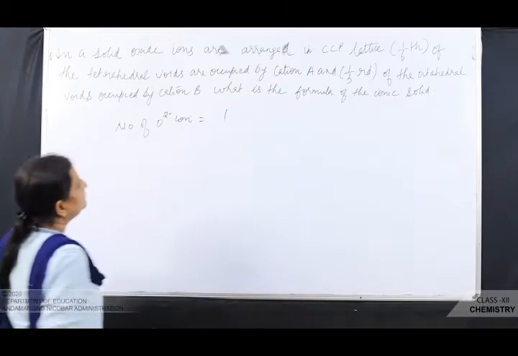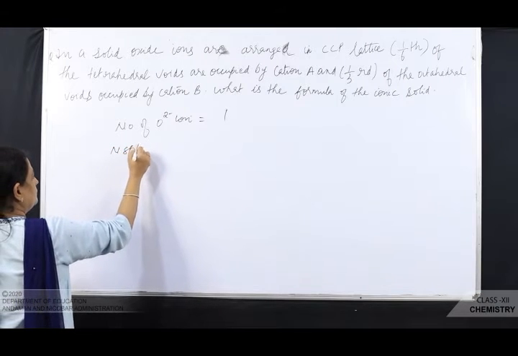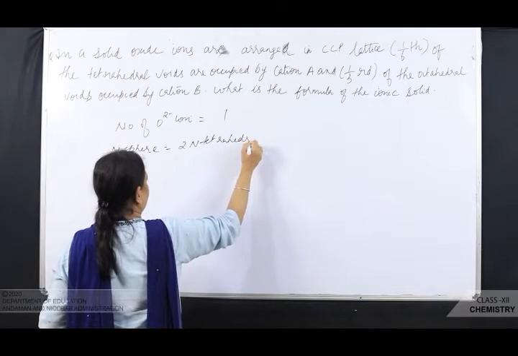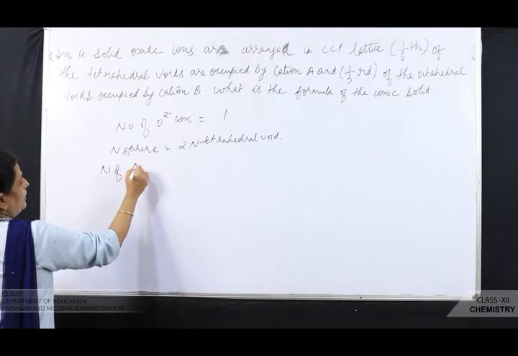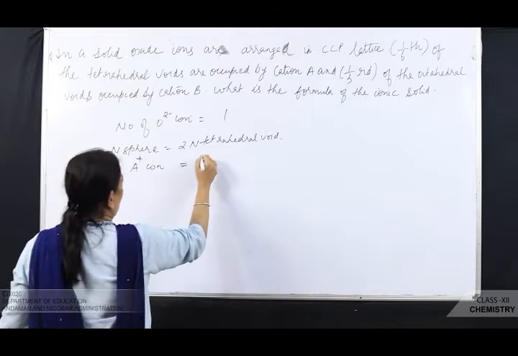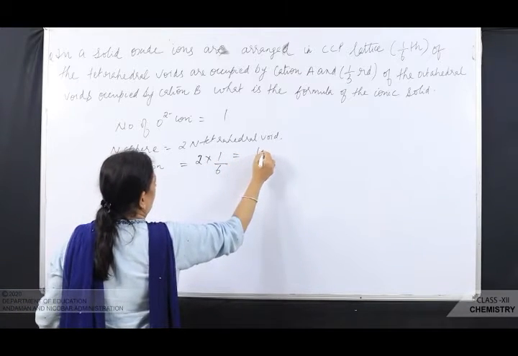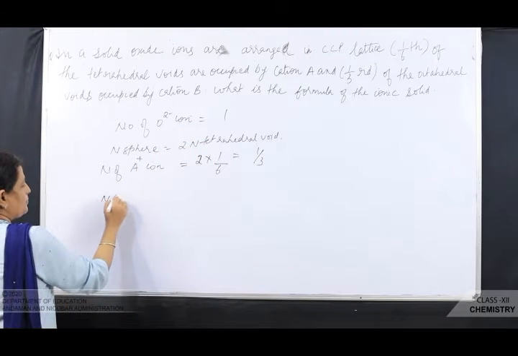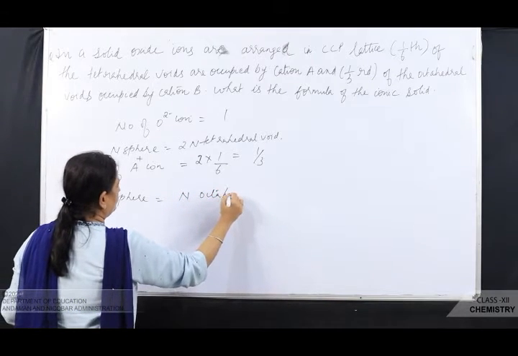So, number of oxide ions is equal to 1. Then A is occupying tetrahedral voids. So, N spheres equal to 2N tetrahedral voids. So, number of A ions, because it is a cation, will be equal to how much? 2 into 1 by 6, it will become 1 by 3, because 1/6 is occupied. Then N spheres equal to how many octahedral voids? N octahedral voids.